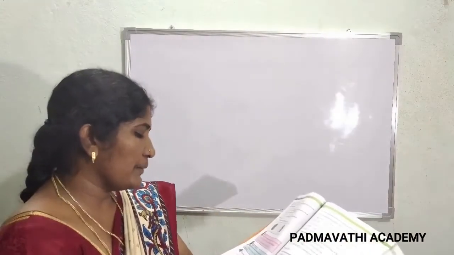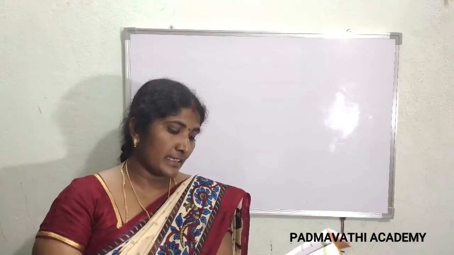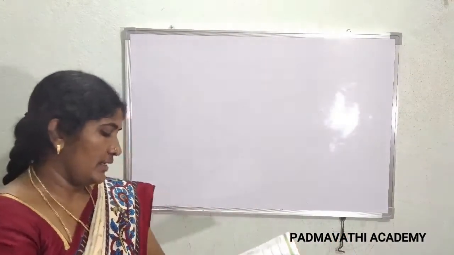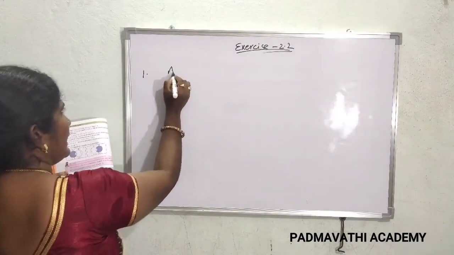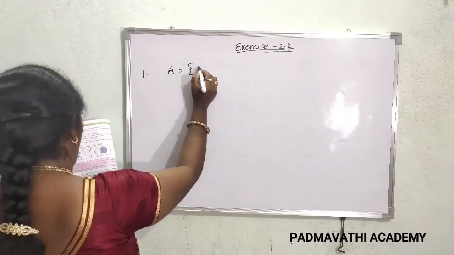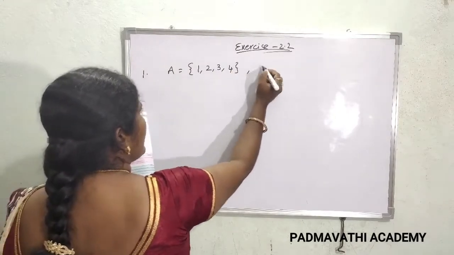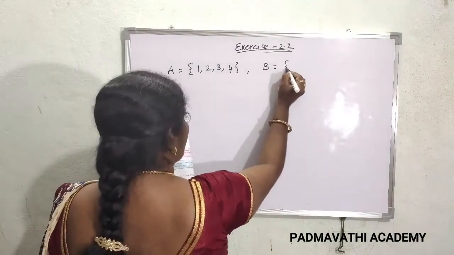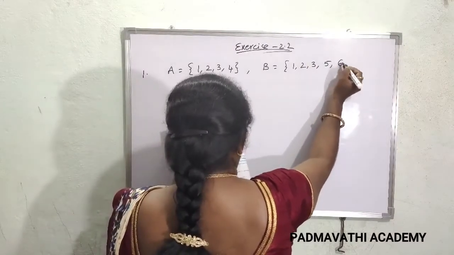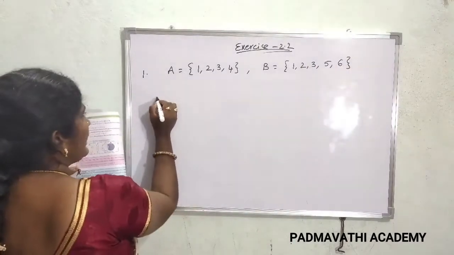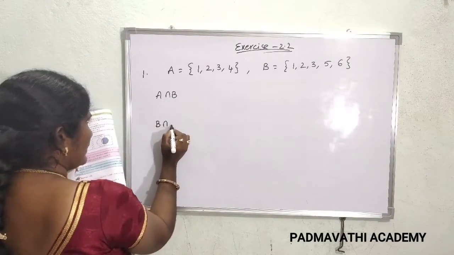Exercise 2.2. Here it is very simple. Observe in your textbooks. Here they gave two sets and they asked to find the intersections. In first question they gave set A is equal to {1, 2, 3, 4} and set B is equal to {1, 2, 3, 5, 6}. They are asking to find A intersection B and B intersection A.